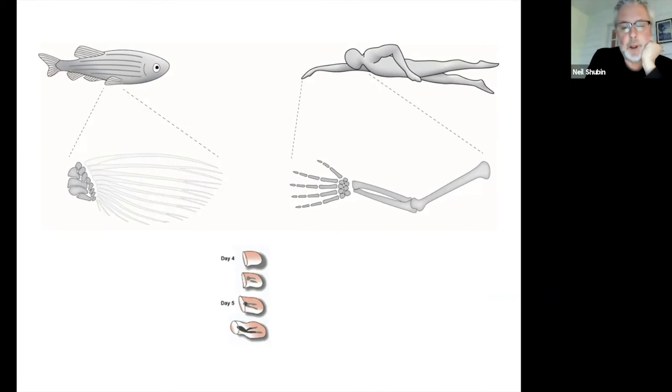Now what happens here is, in both cases, the fin or the limb develops as a little bud that sticks out of the body. Okay, that's kind of common to both. Then what happens inside is very different in many ways. So we were guided into this by some discoveries made by colleagues in the last couple decades, which are truly amazing.